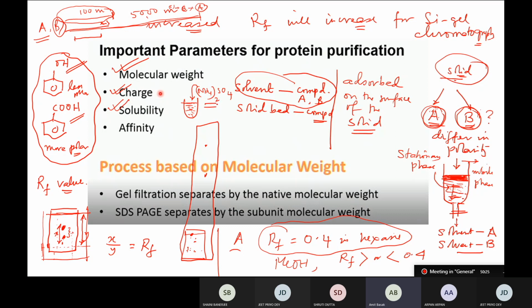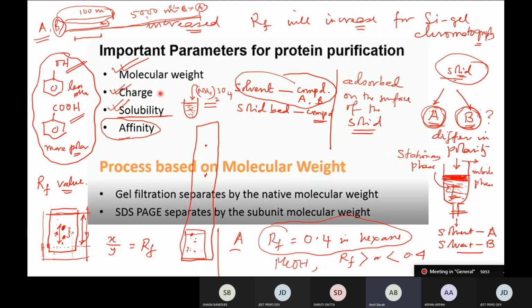So by controlling the amount of ammonium sulfate, you can selectively precipitate out proteins. That means it is very similar to fractional crystallization in organic chemistry. So you are exploiting the solubility parameter of a protein in the presence of an ionic solute. And the fourth thing is what is called affinity.